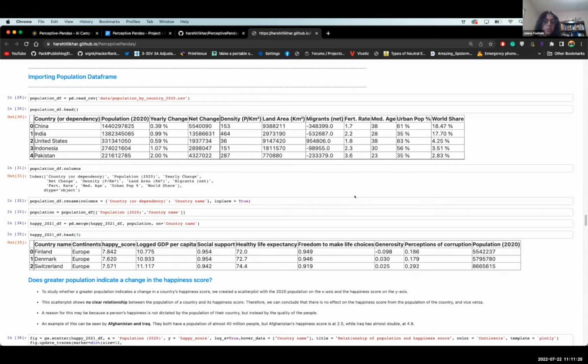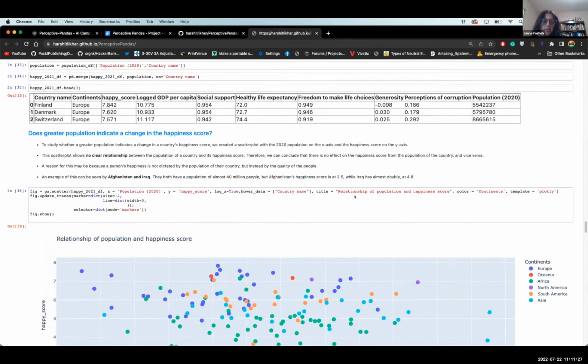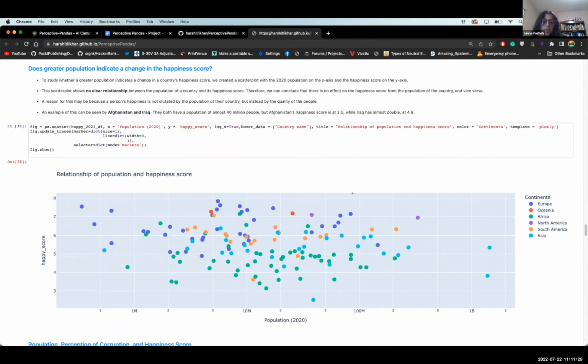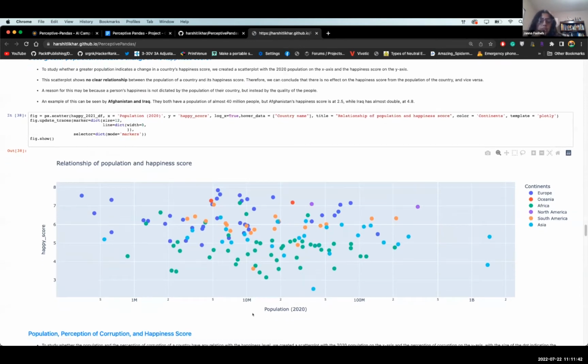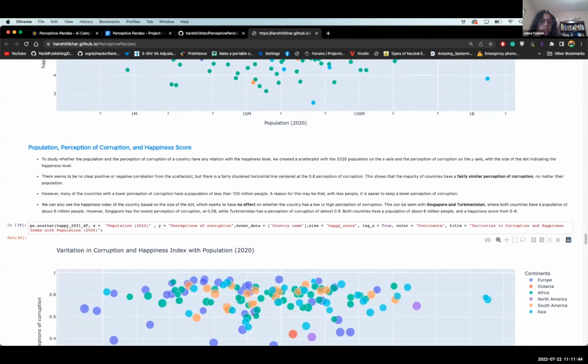So next we went to population and imported that data frame. For our next scatter plot, we see the relationship between population and the happiness score. We can see near the bottom, there are countries, like many African countries, with a lower happiness score. And there seems to be no clear relationship yet.